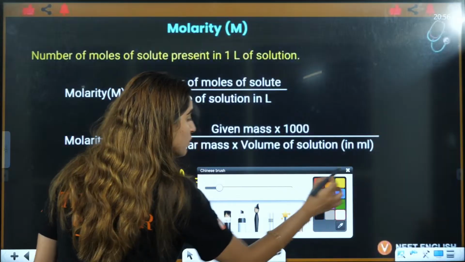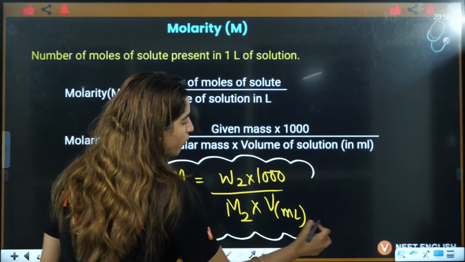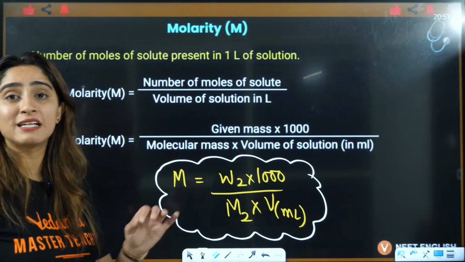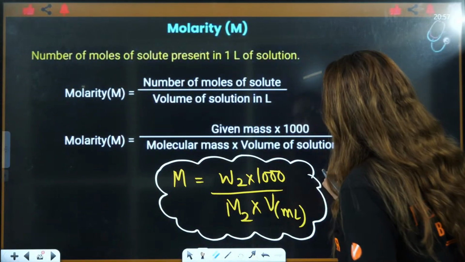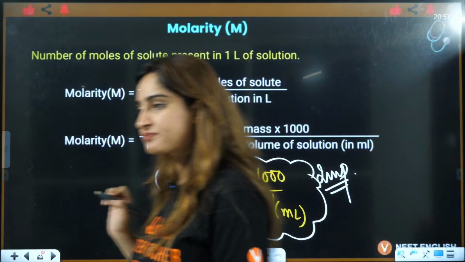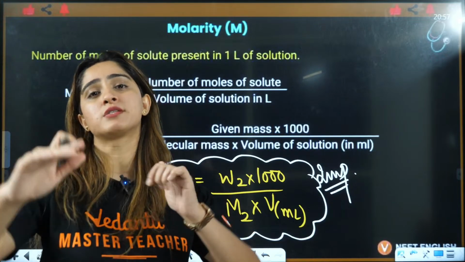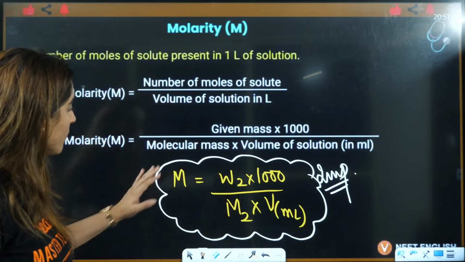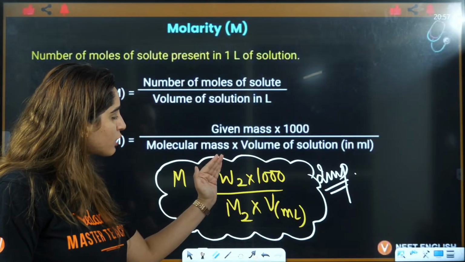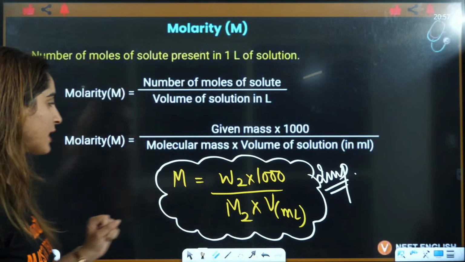And this formula is a very, very, very important formula for your entire physical chemistry. That's why these concentration terms are the base of physical chemistry. So molarity is equal to W2 by M2 multiplied by 1000 by volume of solution in milliliters.